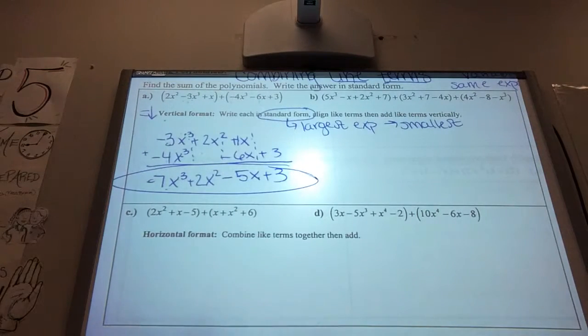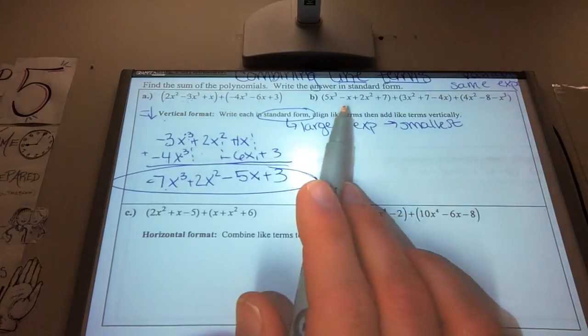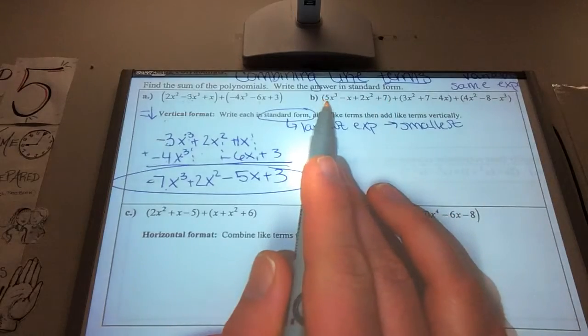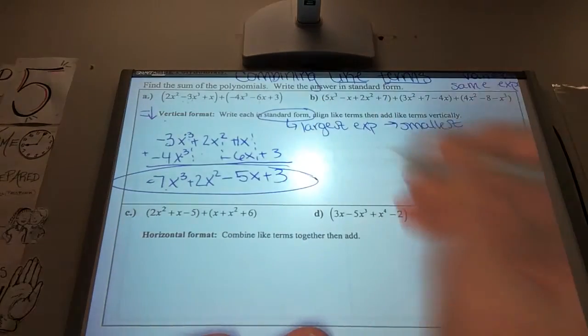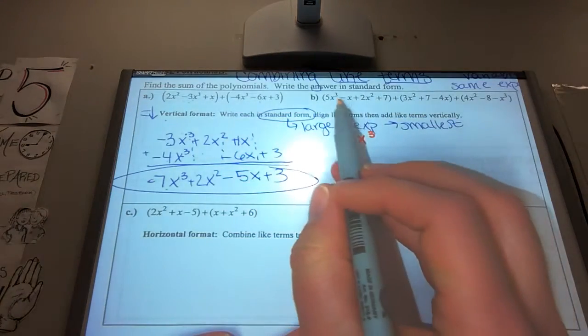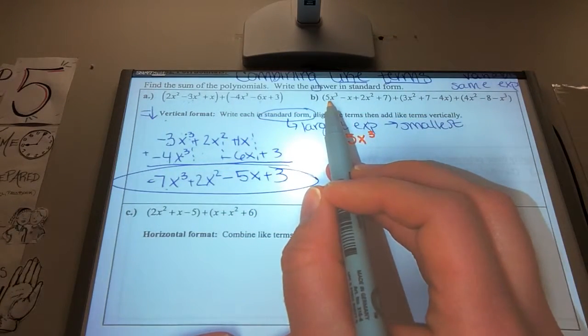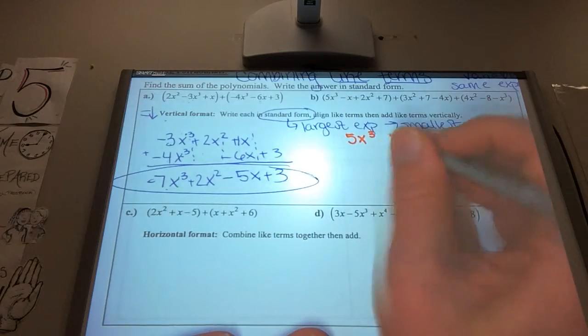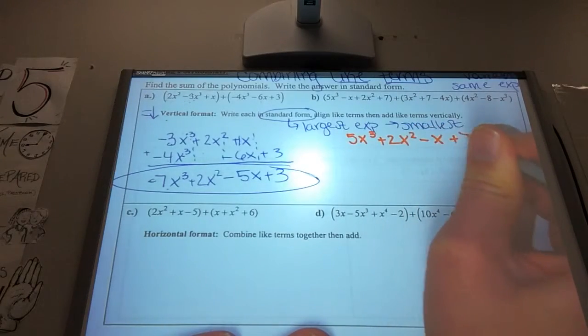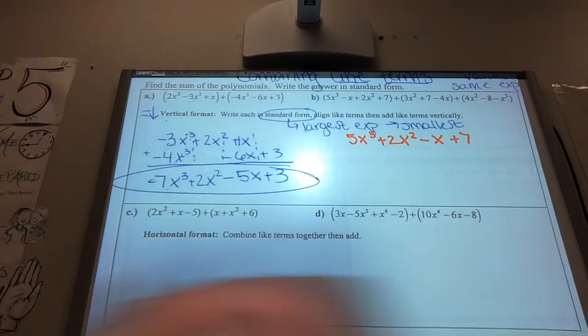So again, the other one is really similar. I'm adding 3 terms together now. So my first polynomial, my largest exponent is 5x cubed. So I'm going to write that first. My next largest exponent within this parenthesis is what? What should I write next if I'm reordering it? Plus 2x squared, because I want to go in order. Then subtract x plus 7. That way it's in standard form, largest to smallest.